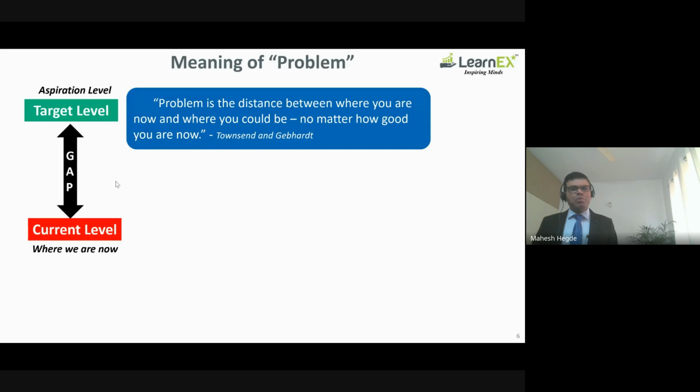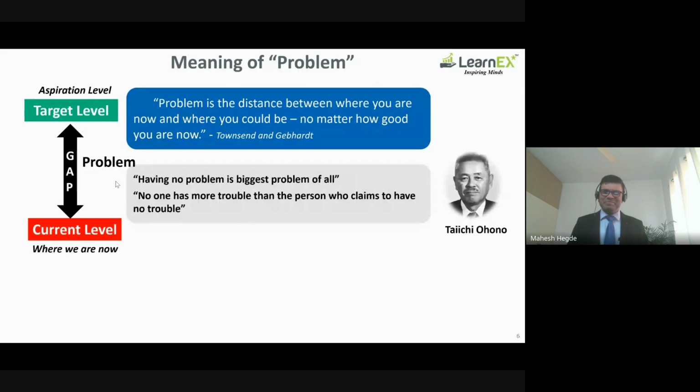But the biggest problem is having no problem. That means one doesn't want to improve. If I'm at 60%, I'm happy with 60%, then there is no problem. No problem, and then he doesn't want to improve. So the biggest problem is having no problem. That's told by Taiichi Ohno.